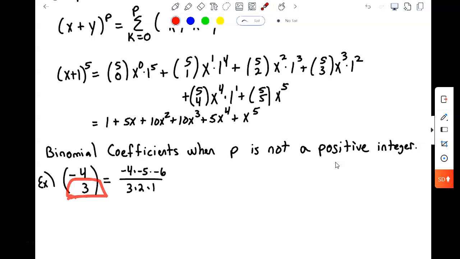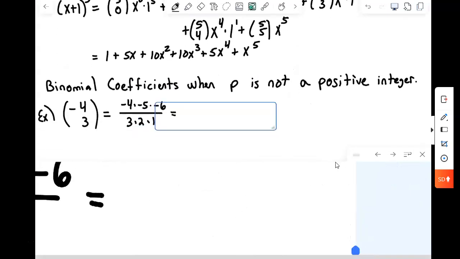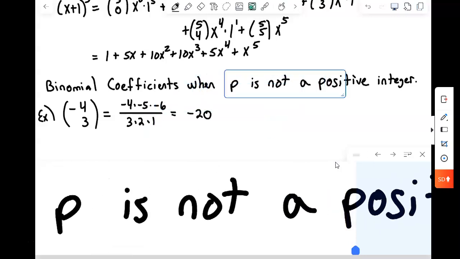So it actually doesn't matter whether that number, obviously 3 is smaller than 4, but even if we wanted to make a 5 there, we could still do it, right? -4 choose 5. We just have 5 terms on top, and then 5 factorial on bottom. Okay, so we can multiply that out. Well, or think of it this way. The 6 will cancel with the 3 times 2, and then we have 3 negatives on top. So that'll all multiply out to be -20. Okay, so that's a binomial coefficient when p is not a positive integer.